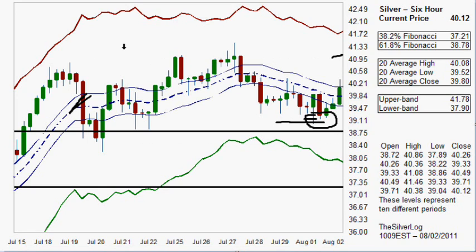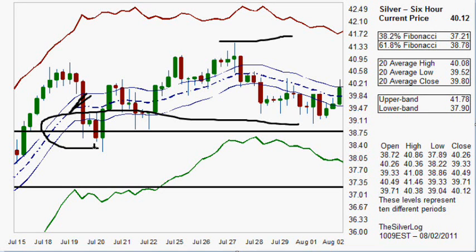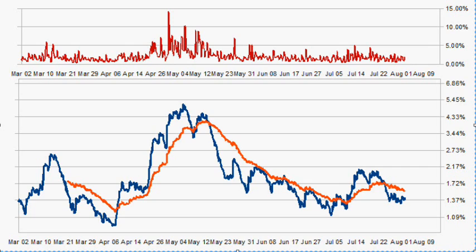So therefore, when you see these things start to go free, either on the break above this 41 and change level, or this break below really the 38.10 level, then that can create higher volatility, because the volatility has been quite low recently. Average moves for a 6-hour period is a little over 1 1/3%.